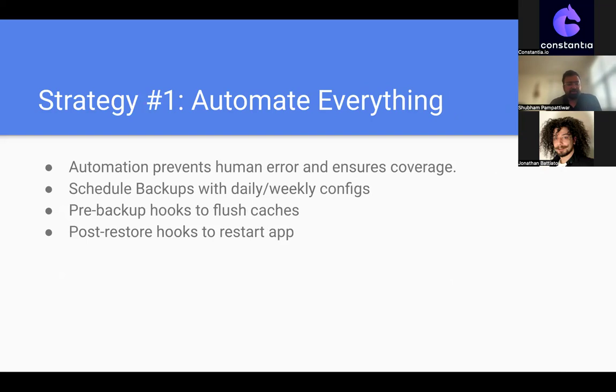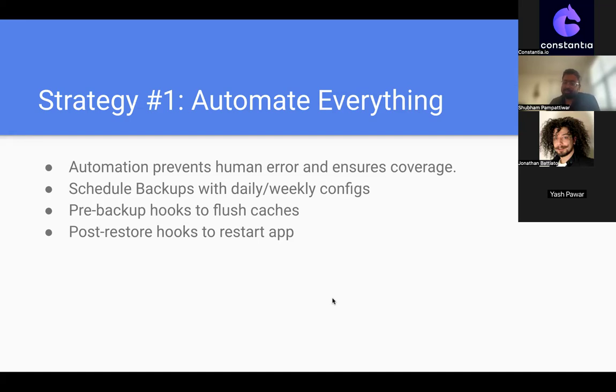So strategy number one is basically automate everything, and that's the key here. Automation prevents human error and ensures coverage. So for example, you could schedule backups with daily or weekly configs depending on whatever backup API or backup product you're trying to use. They will definitely have a schedule API, and that will make sure that you have a good recovery point in time for your application, that is RPO.